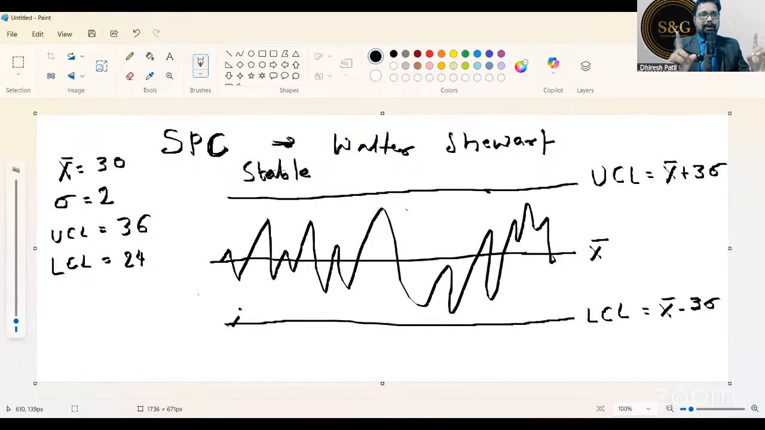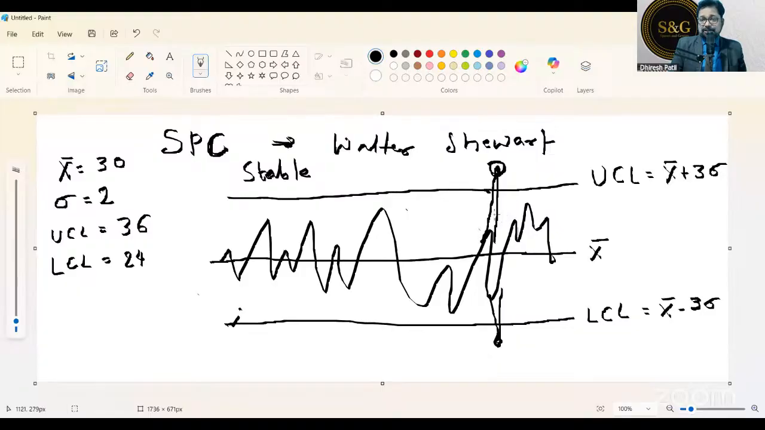Okay. According to Walter Shewhart, any process which runs through this band of upper control and lower control limit, so not a single data point going beyond this limit. If any data goes beyond this limit, that means this process is not stable. If any data goes beyond any control limit, either above the upper or below the lower control limit, it can be like this as well. Any data which goes beyond, upper or lower.